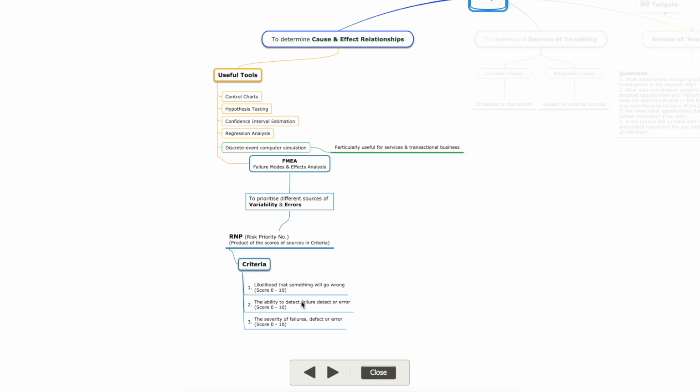And the second is the ability to detect failure or error. We give it a certain score, and also to the severity of failures, defects or errors. We give certain marks. Once we give these scores, we multiply them and we get a risk priority number. This risk priority number will help us in prioritizing the risks that we need to tackle first and the ones that we can hold on or tackle later on.